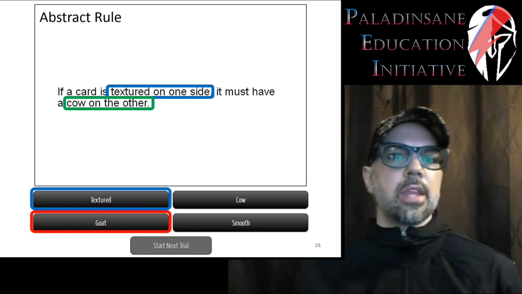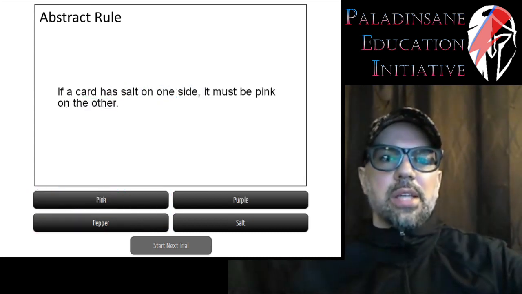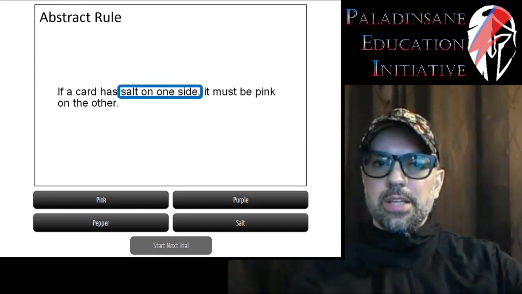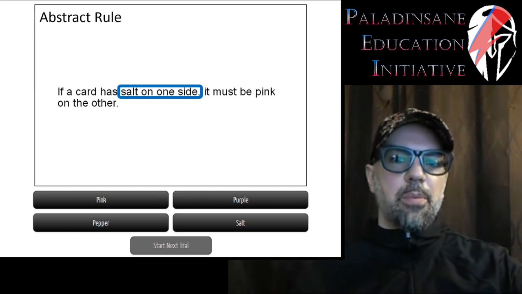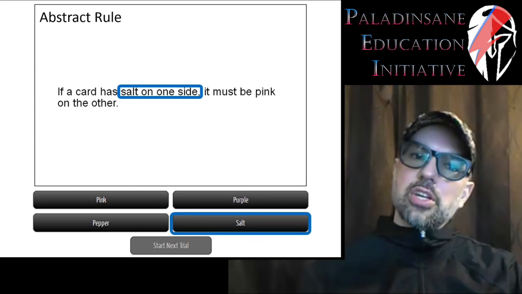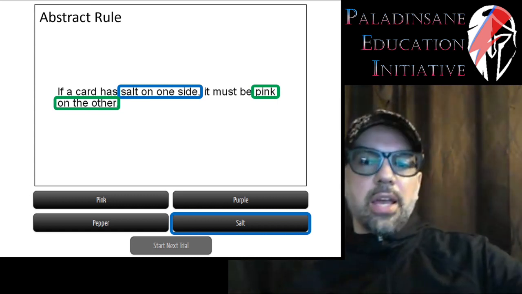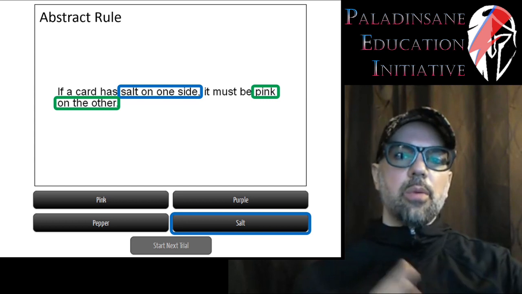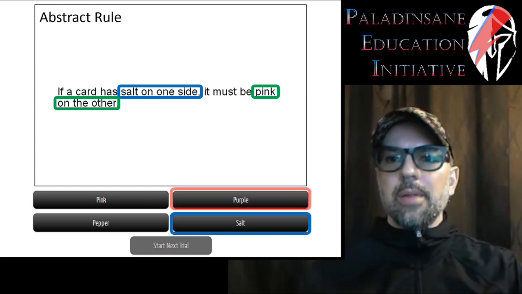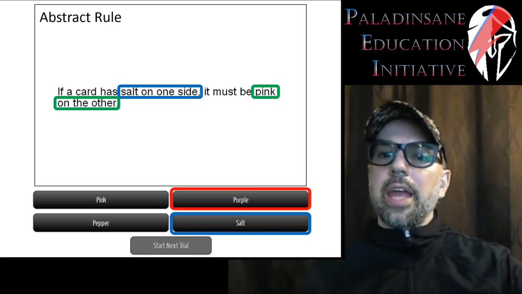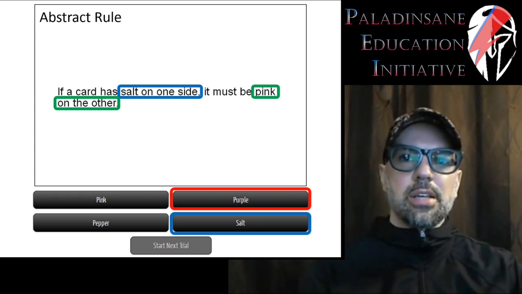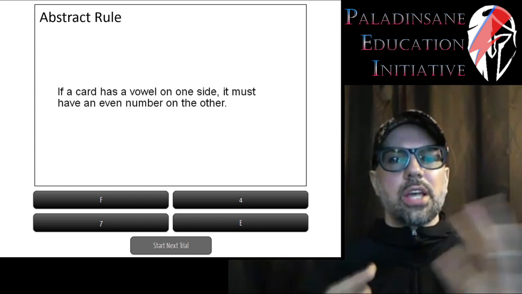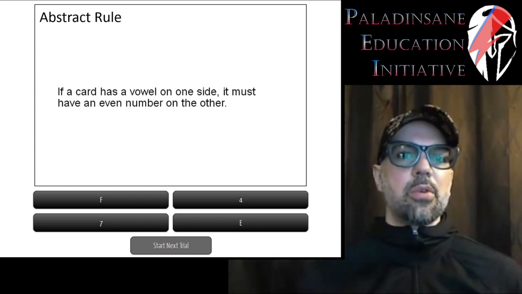If a card has salt on one side, it must be pink on the other. Salt on one side, that is the P portion of this syllogism. So we would correctly flip over salt on one side, making sure that it's got pink on the other. Pink on the other is the Q portion, so we want to deny the consequent, and we want to flip over not pink. In this case, that would be purple, making sure that it does not have salt on the other side. And then we'll continue on with this. Hopefully you can see that once you know the rule, it becomes a lot more simple.